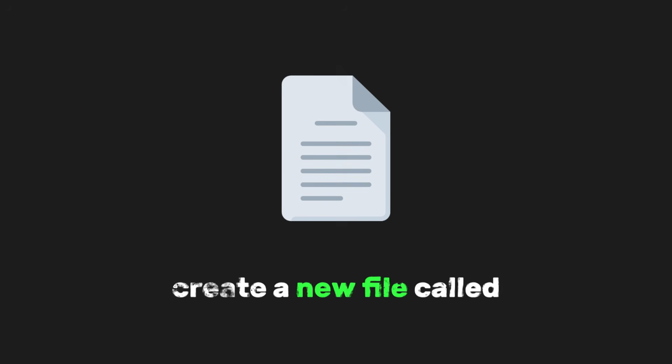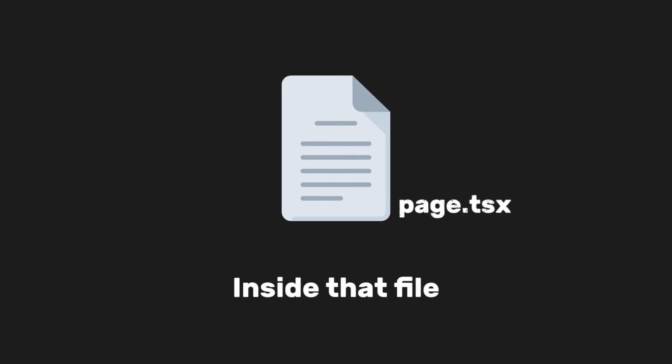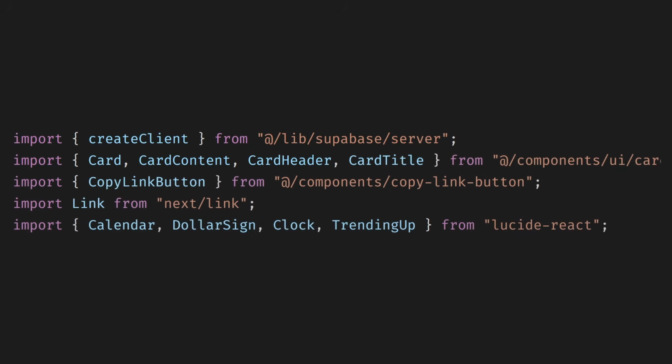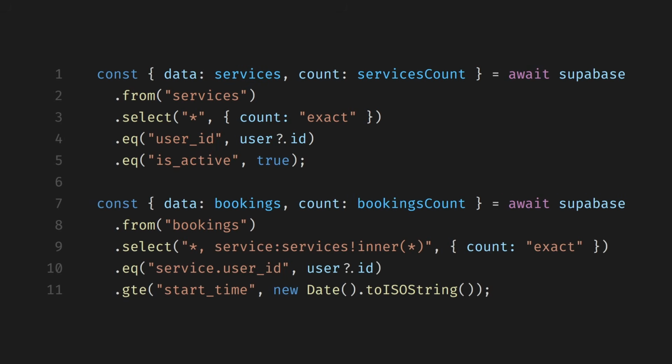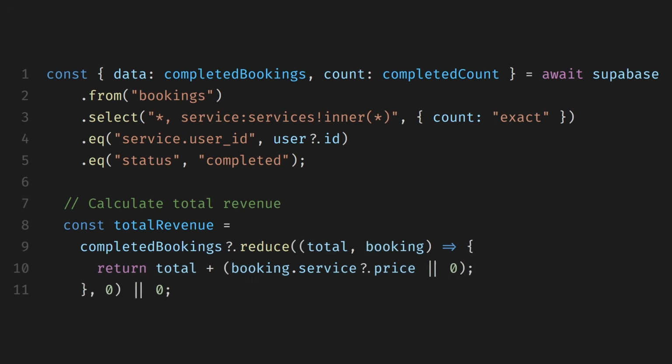Next, inside the dashboard folder, create a new file called page.tsx. Inside that file, let's define our imports and setup. We'll bring in Supabase, UI components, icons, and link. Next, let's create the async page and get the logged in user using Supabase auth get user function. Under that, let's start fetching some data we need, like active services, upcoming bookings, completed bookings, and calculate total revenue.